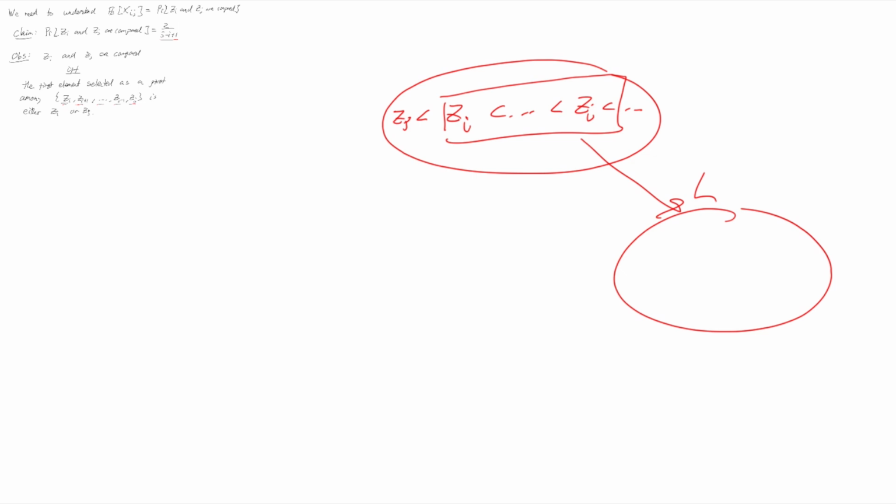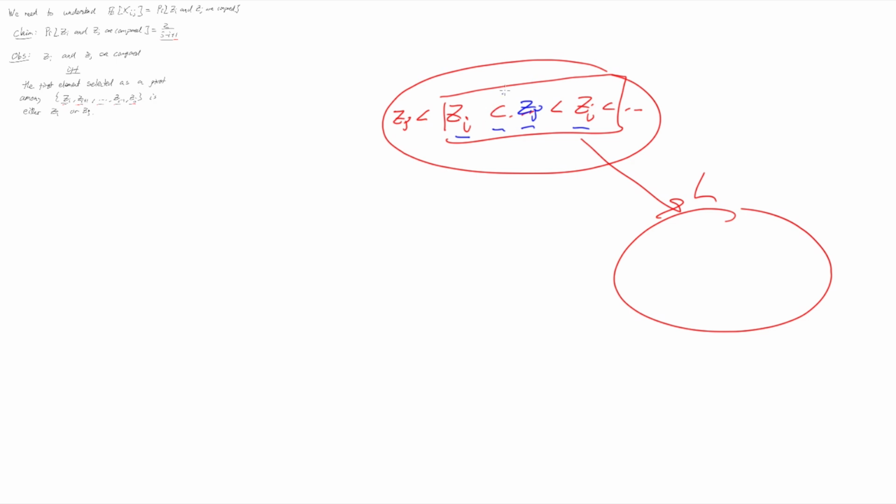Now consider the situation when it's the first time we select a pivot in between Zi and Zj, or one of Zi and Zj. Now suppose this pivot is actually strictly in between Zi and Zj. Then I claim that the ith smallest number will never be compared with the jth smallest number.